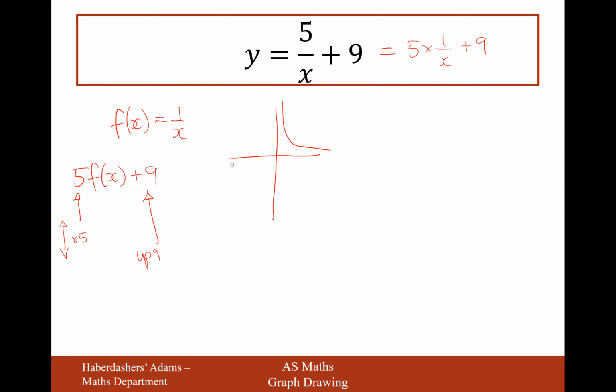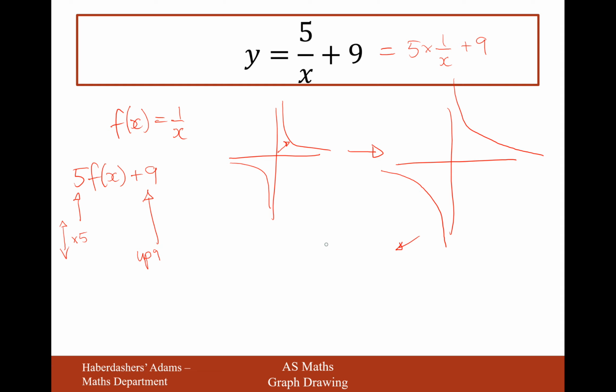This is our 1 over x graph that we'll begin with. When we times by 5, that's effectively going to stretch it up on the top by a factor of 5 and stretch it down by a factor of 5 on the bottom. Visually, what will happen is the distance to the centre will get 5 times further away. So 5 times further away on the bottom, 5 times further away on the top.